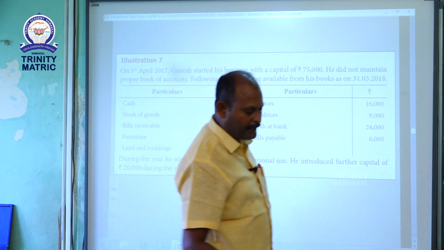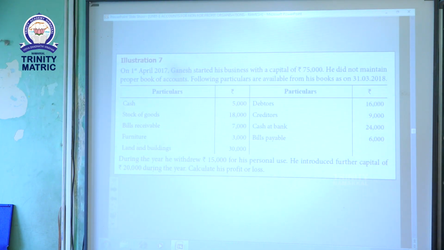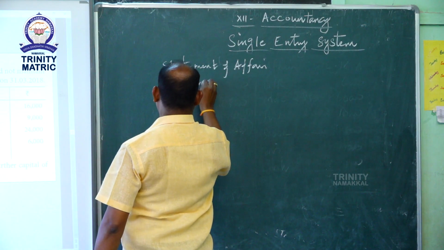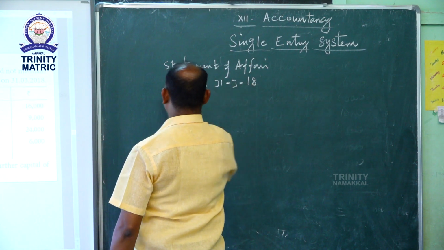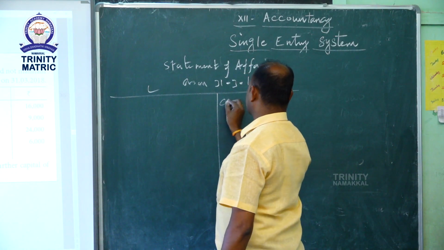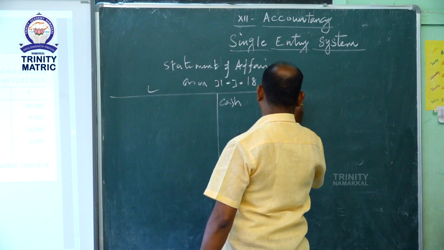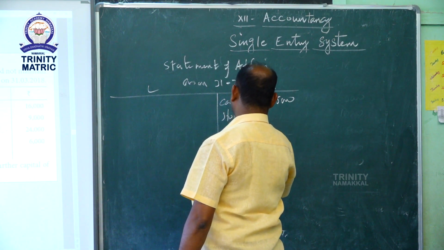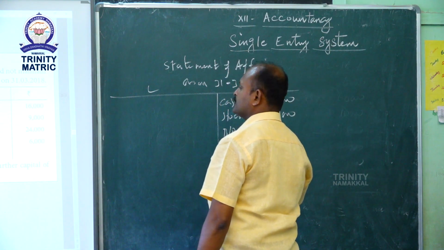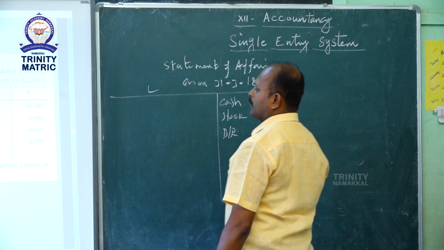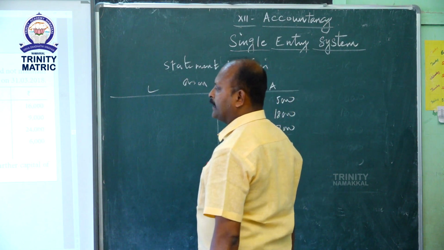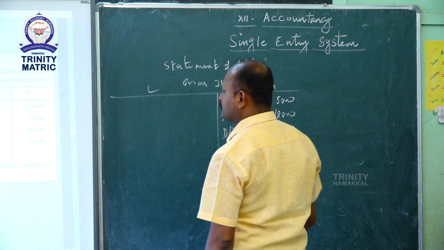So, we have to prepare the closing statement of affairs, then prepare the profit or loss of the business. Statement of affairs as on 31/3/2018. This is the liability side and asset side. First one, cash: 5,000. Next, stock, it is also a current asset. The value of the stock is 18,000. Next, bills receivable, it is also a current asset. The value of the bills receivable is 7,000. And furniture, it is a fixed asset. The value of the furniture is 3,000. And land and building, it is a fixed asset. The value of the land and building is 30,000.